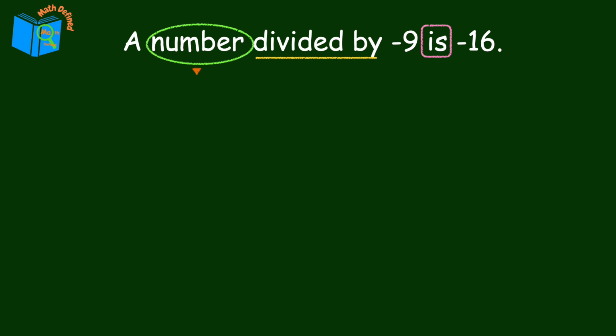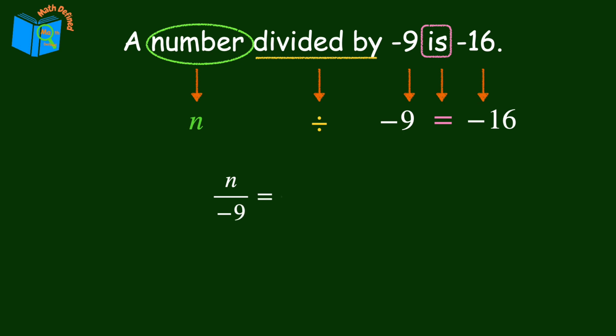The first phrase, a number, will be replaced with a variable. Let's call it n. Next, the phrase divided by represents division. Finally, the word is translates to equals. Now we can easily see the equation. N divided by -9 equals -16. But remember, when writing division with a variable, it's best to express it as a fraction.